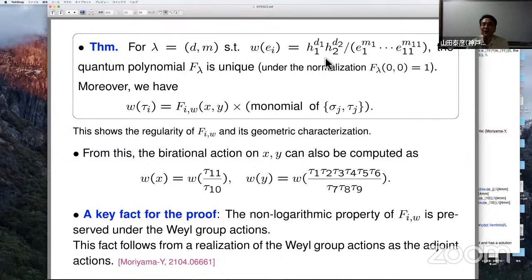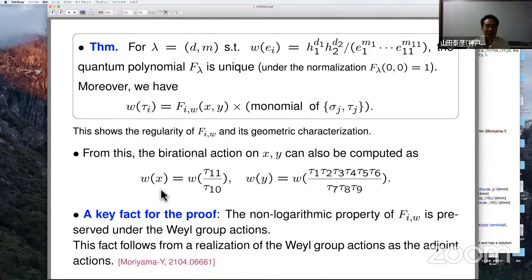So this is the main theorem. For the orbit of the E1, we can read off the degree and the multiplicity by the multiplicative linear action. And then from these data, one can define the polynomials according to the previous definition. And the main theorem says that this polynomial is exactly the same as the polynomial appearing in the Weyl group action on tau variables. And this is a geometric characterization of the so-called tau quotient of the Weyl group action.